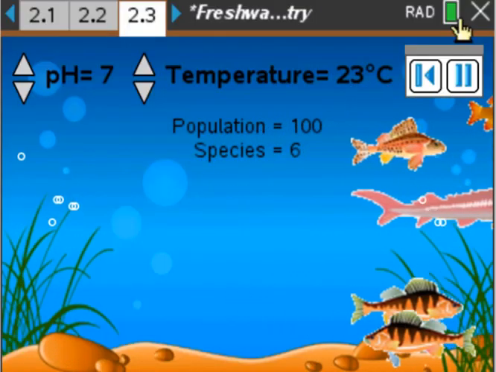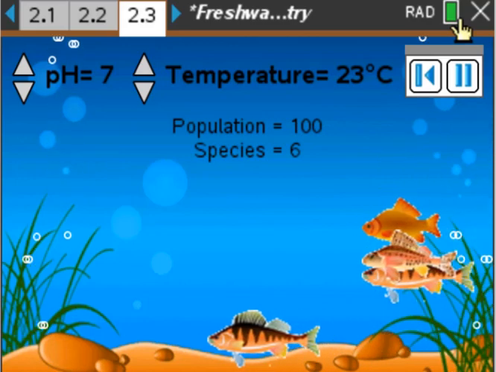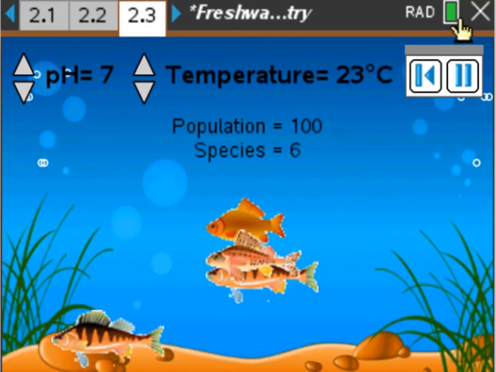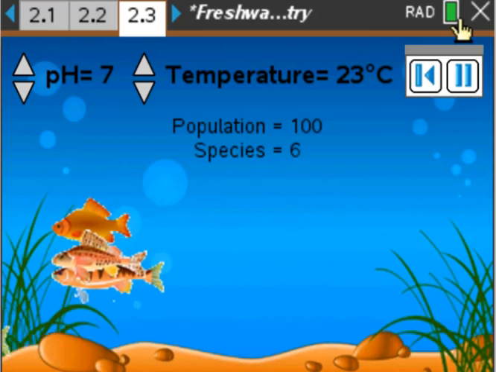But the standards for drinking water are actually different than the standards for bodies of water, aquatic ecosystems, if you will. And so today we're going to look at water samples from some virtual aquatic ecosystems to determine if that water is clean or not.